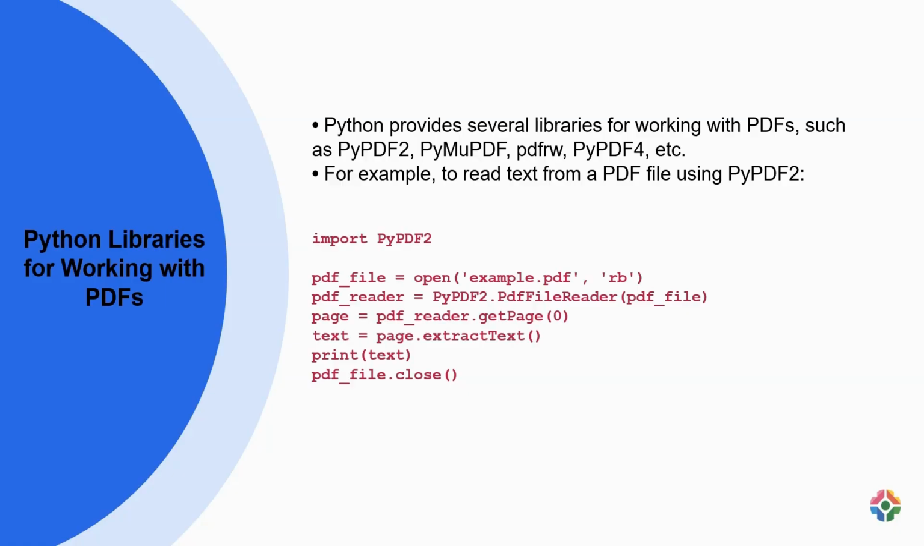Obtain a specific page using getPage. Extract text from the page using extractText. Finally, print or process the extracted text. Remember to close the PDF file after processing to free up system resources.